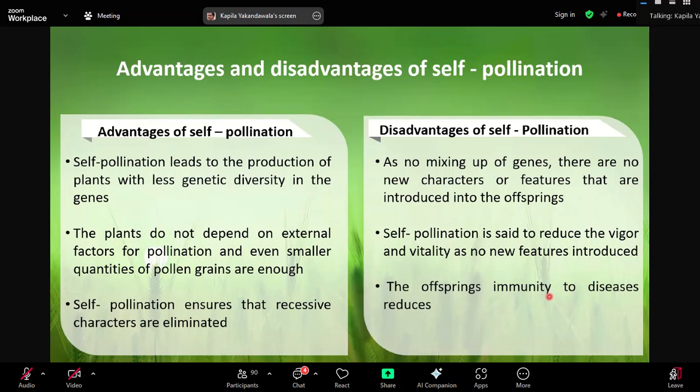Then the offsprings' immunity to diseases reduces. So all the offspring will be susceptible to diseases because there is no variation.